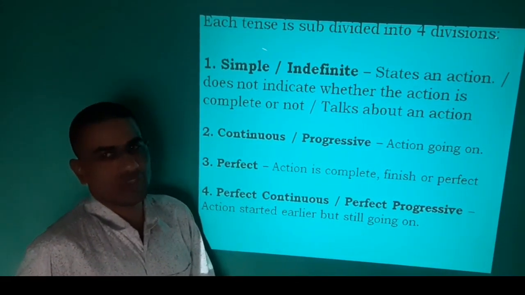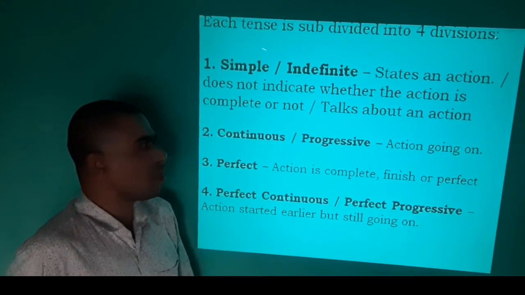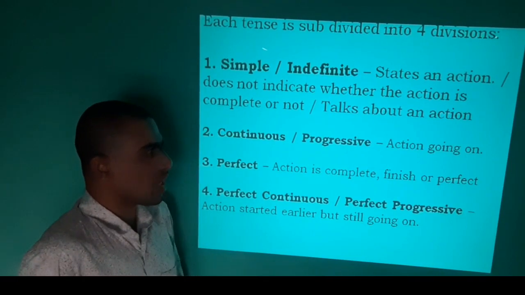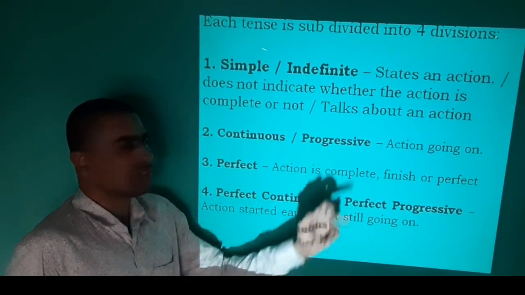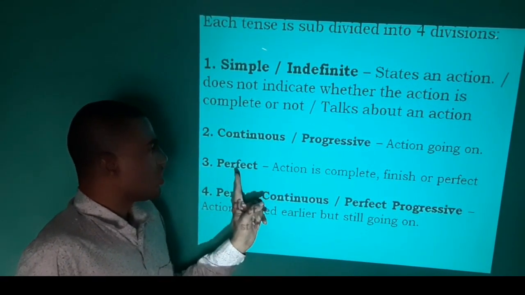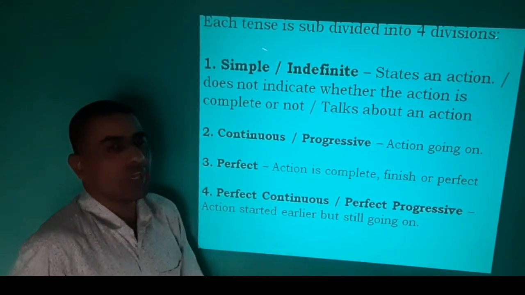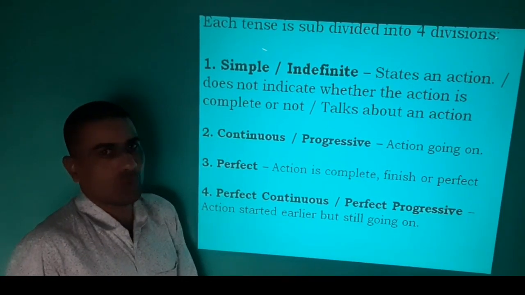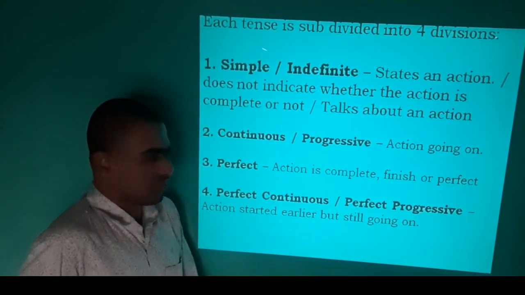continuous or progressive. When you look at the word itself, progress, we mean that it is going on. So an action which goes on, we talk about in terms of continuous or progressive. Next, the third one is perfect. So the action is complete, finished or perfect. So it is no more in existence. That is the meaning. The word perfect means completed.